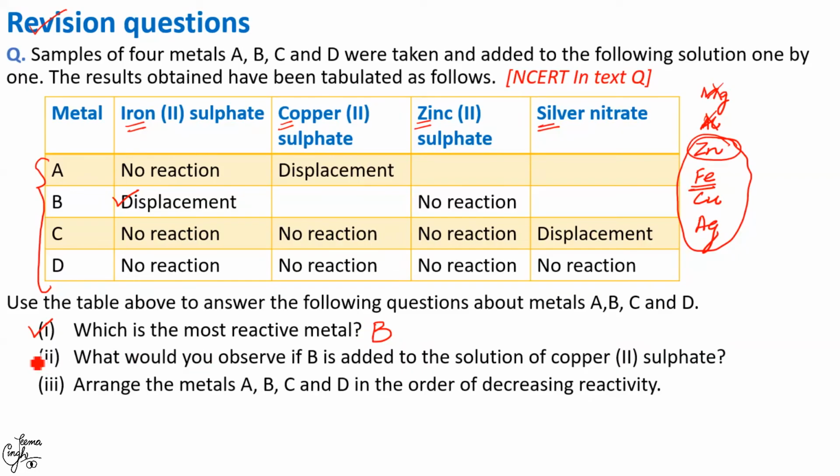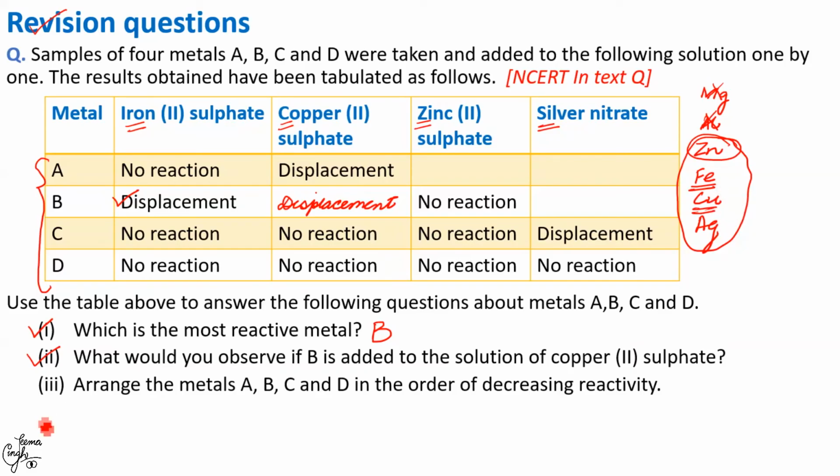Coming to the second part, what would you observe if B is added to the solution of copper sulfate? Now B has been able to displace iron. So can I say B will also be displacing copper from its salt solution, because copper is placed below iron in the reactivity series, or copper is less reactive than iron. So if B is able to displace iron, obviously it will be able to displace copper from its salt solution also.